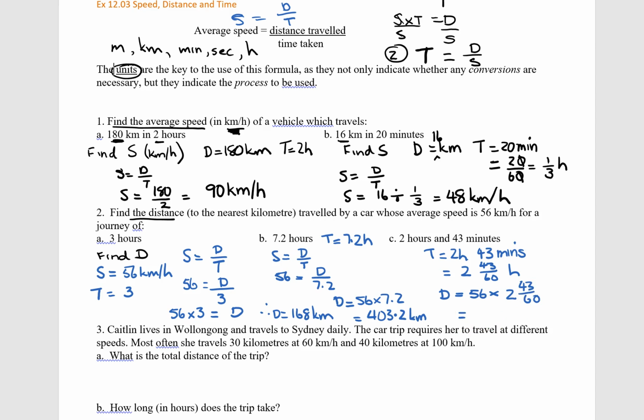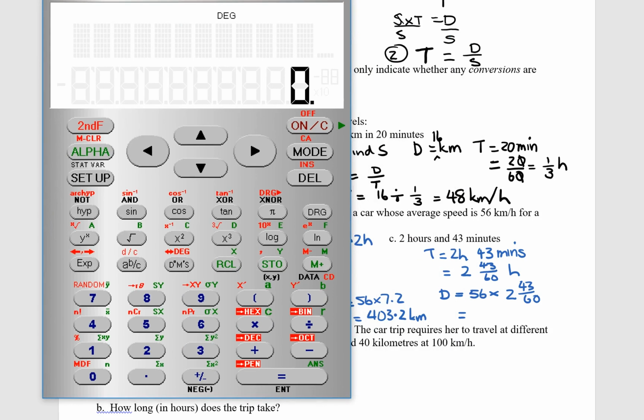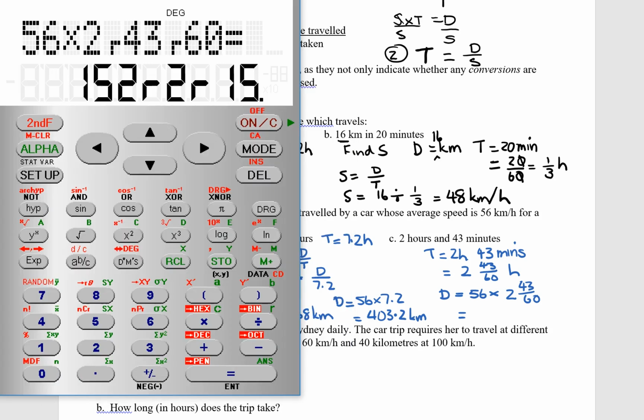So, go to your calculator. We want 56 times 2, fraction button, 43, fraction button, 60. Register that. No, it's not good. It's not happy with that. I'll just pause the video. Okay, I think I've got it this time.